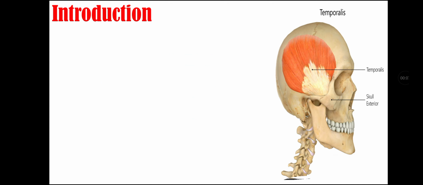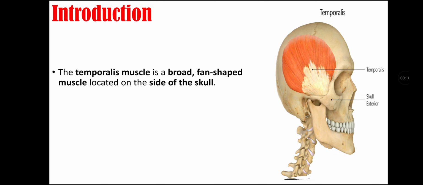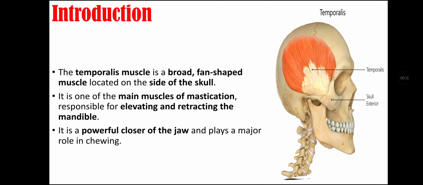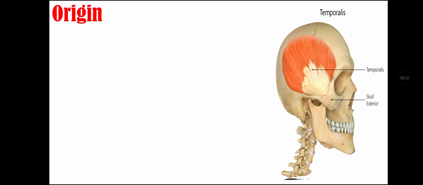So let's start our topic with introduction. Temporalis muscle is a broad fan-shaped muscle that is located on the side of the skull, as you can see in the diagram. It is one of the main muscles of mastication that are responsible for elevating and retracting the mandible. It is a powerful closer of the jaw and plays a major role in chewing.